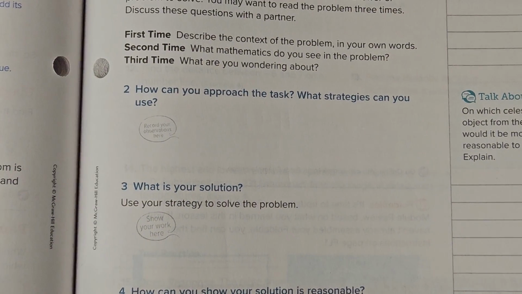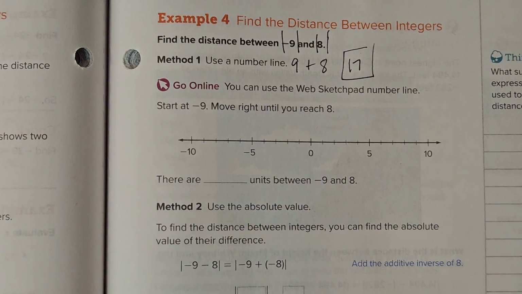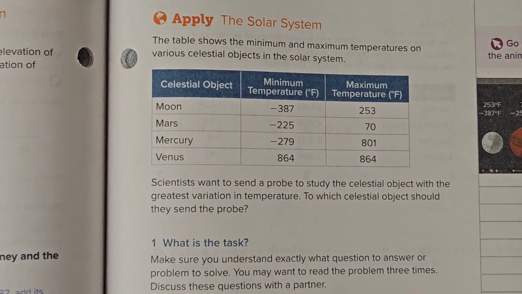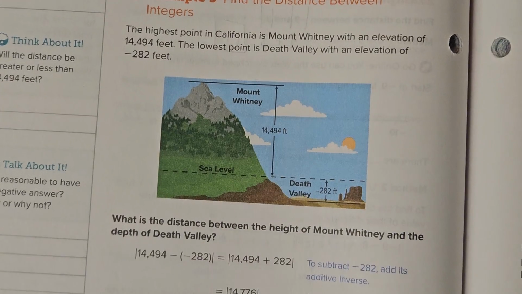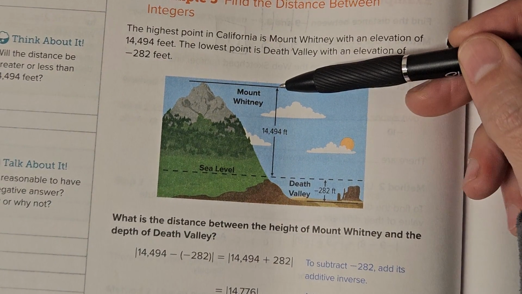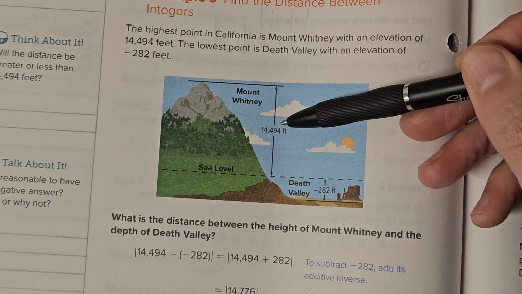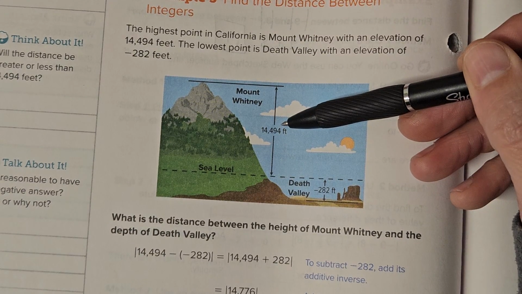Why would you want to know that? Here's what students often tell me. Misty, I could just count on the number line. Actually, you could. Until we're talking about something like this. How far is it in California from the top of Mount Whitney, the tallest point, to the bottom of Death Valley, the lowest point? Do you want to count 14,494 times?